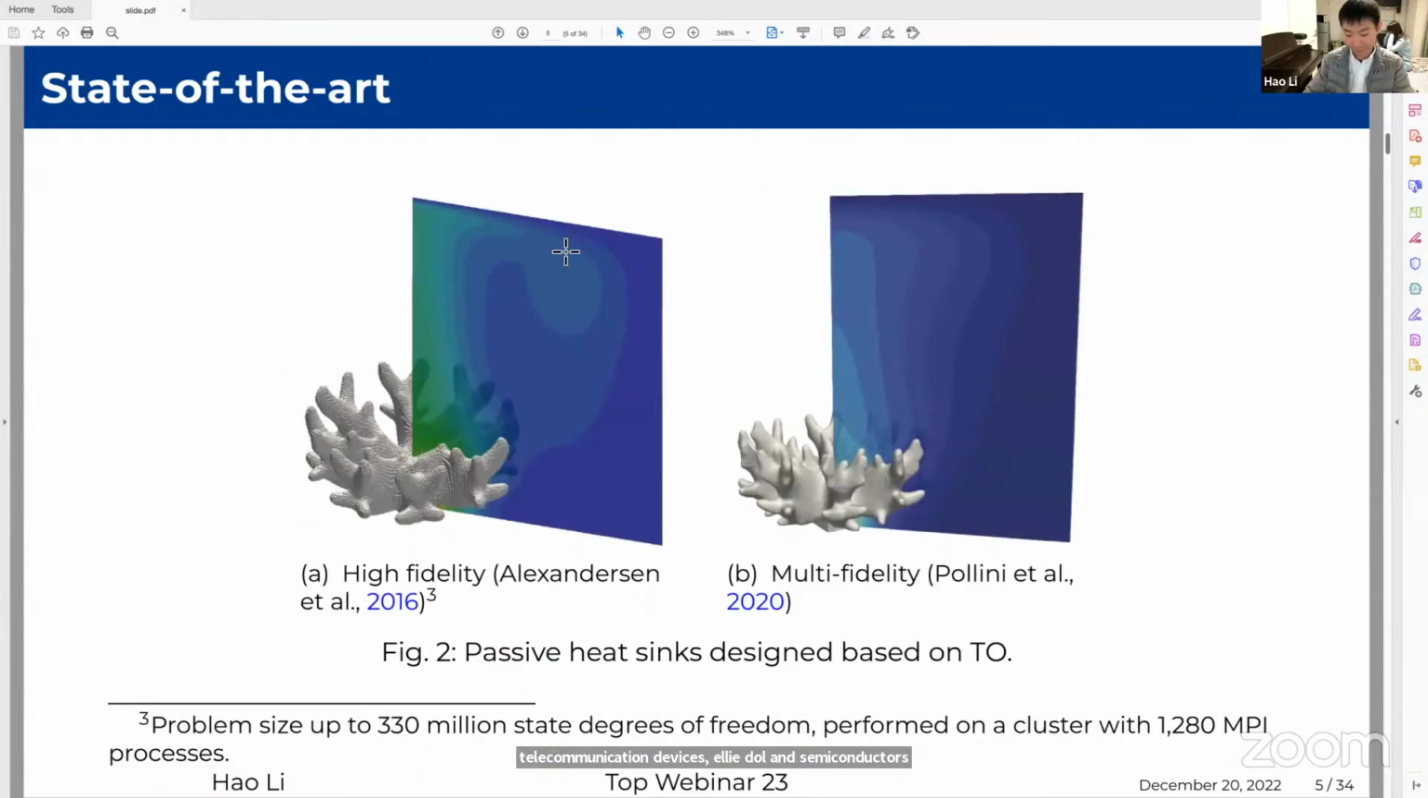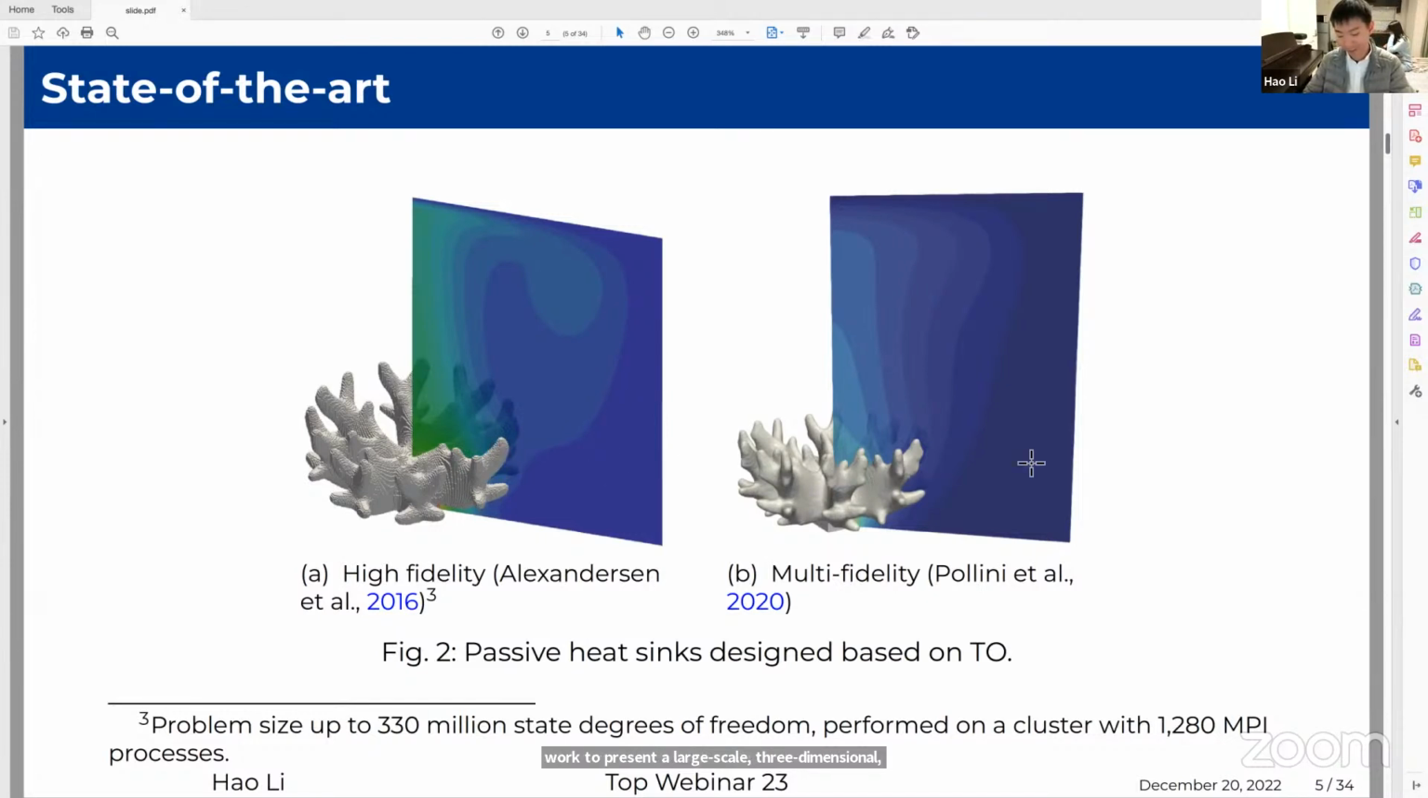In the state-of-the-art work on topology optimization, we notice 2 representative works. The left one was done by Professor Joe Alexandersen in 2016, and they used a high fidelity modeling, which means that the full Navier-Stokes equations are strongly coupled to the convection diffusion equation through the linear Boussinesq approximation. This was actually the very first work to present the large-scale 3-dimensional passive heat sink design using TO technique.